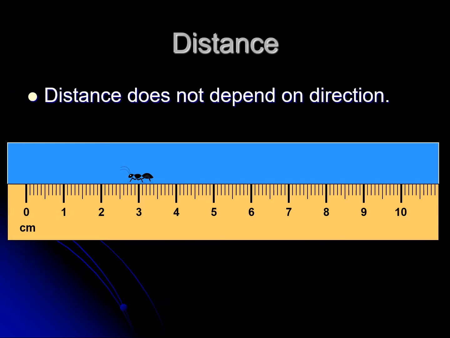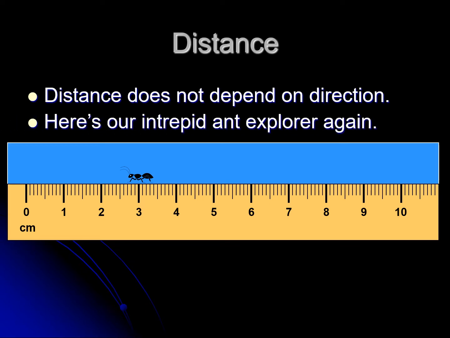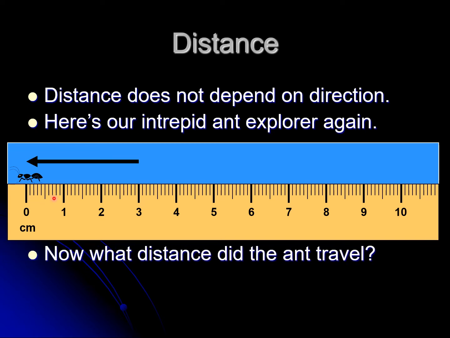Once again, distance does not depend on direction. You don't care if it moves up, down, right, left. Let's look at this ant again, moving on top of the ruler. As we can see, the ant moves from 3 going back to 0. 3 here is your reference point, and it moves in a linear direction going to 0. What distance did the ant travel?